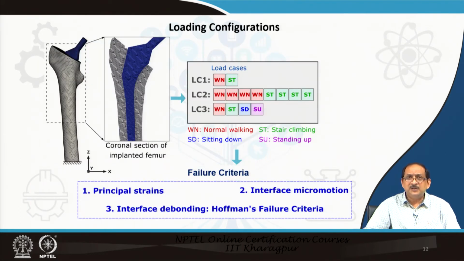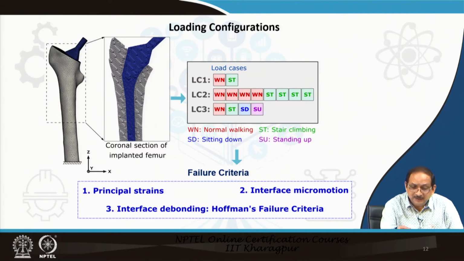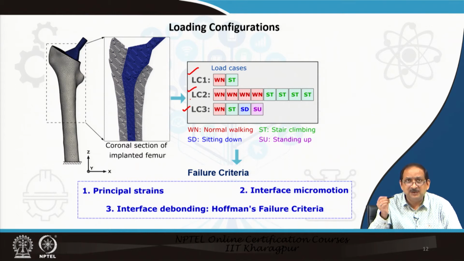The loading configurations used in this analysis actually vary. There are 3 loading configurations, LC1, LC2 and LC3, and we are now going to investigate the effect of different loading configurations on the failure criteria and the stress-strain distribution.